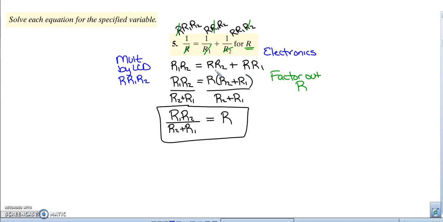Now remember, we were trying to get the letter R by itself. Right now I have it together on one side of the equation, but it's not by itself. So how can I pull it away from the R sub 2, R sub 1? I can do so by factoring it out as a GCF. So when I do that, I can now divide both sides by R sub 2 plus R sub 1, causing me to have the specific variable of R isolated, everything else on the other side.